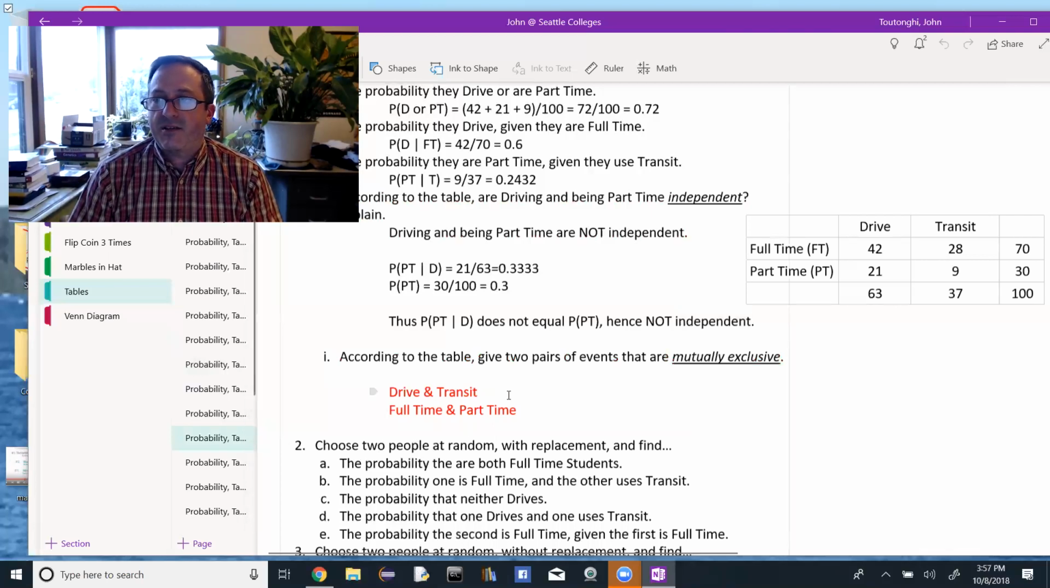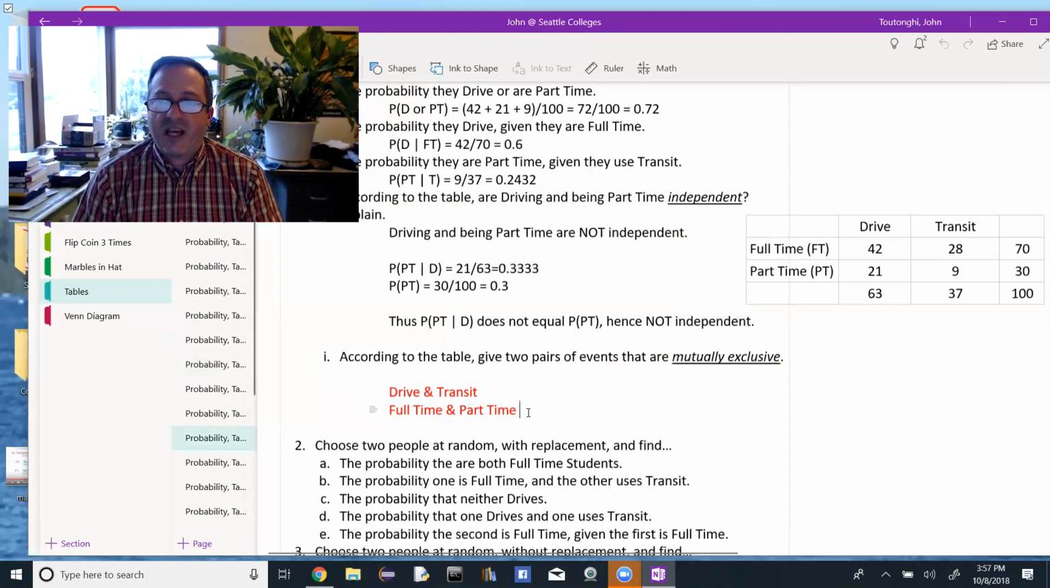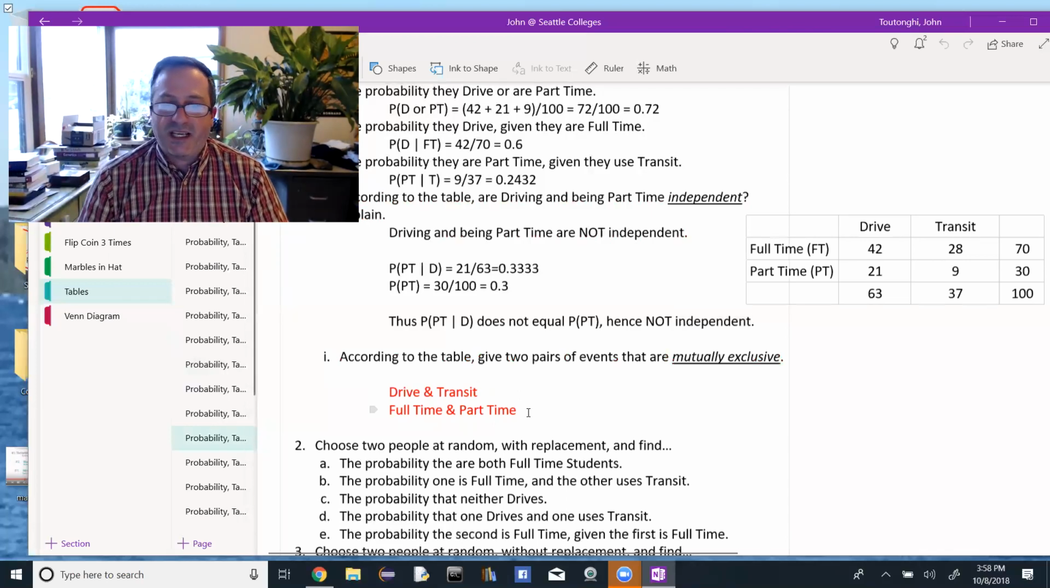Well, in this table, you either drive or you take transit. So there's no students that do both, driving and taking transit. So in this table, there's 63 students who drove, 37 who took transit, and those two sets of students are mutually exclusive. Additionally, this pair of values, full-time and part-time, are also mutually exclusive. This maybe makes more sense. You're either a full-time student or you're a part-time student. You're not both. So those are mutually exclusive.